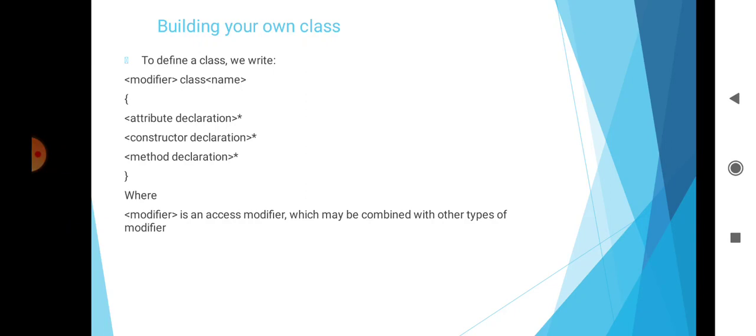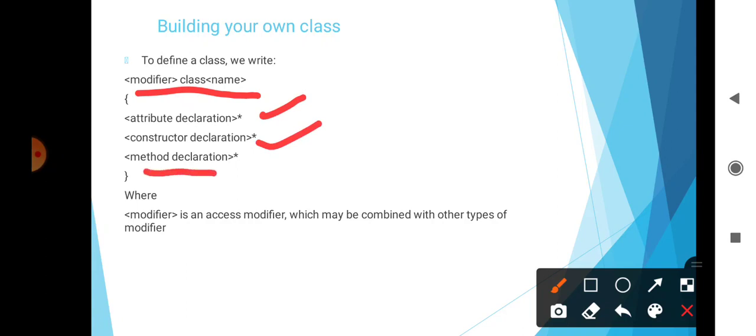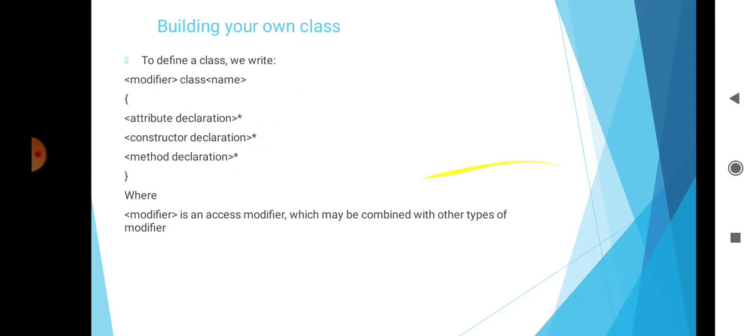Then we are going to create a simple class. Here is the syntax of defining a class: a modifier, class name, then an opening curly bracket, attribute declarations, constructor declarations and method declarations. These are the modifiers: public, private, protected, then the class name. Then the data types are the attribute declarations. If you want to declare any constructor, declare it here, and if you want to declare some method, put the method declarations here. The modifier is an access modifier which may combine with other types of modifiers.